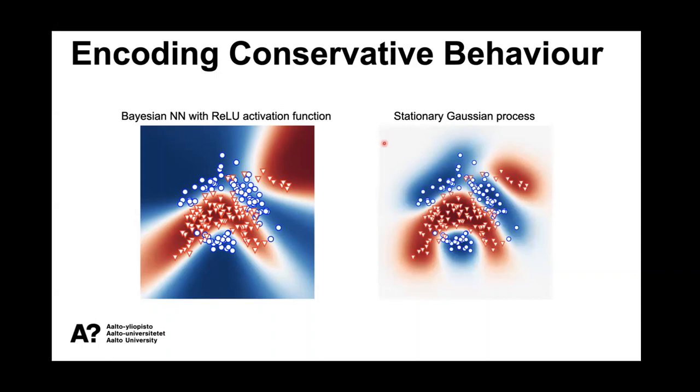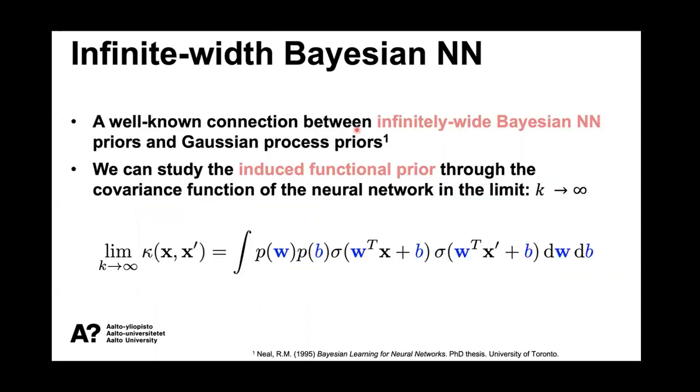The type of models that have this behavior are actually stationary Gaussian processes, and they're widely used in signal processing. So the question arises whether we can draw some connection between stationary Gaussian processes and neural networks to get this behavior. The way we did this is by looking at the infinite width limit of Bayesian neural networks. There is a well-studied connection to Gaussian process priors. This dates back to the 90s, where Radford Neal looked into these things in his PhD thesis, and it has been studied a lot in all kinds of ways later on.